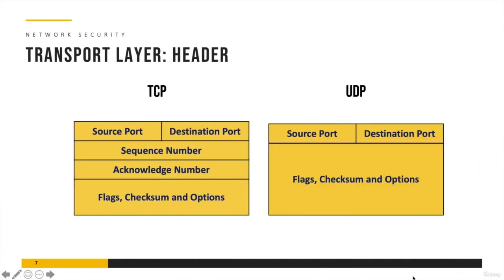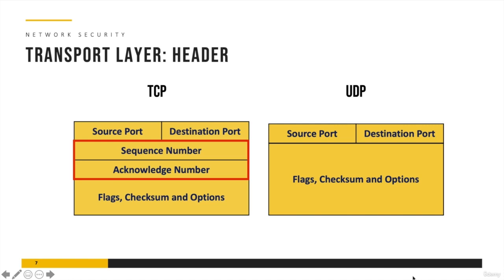Let's have a look at the headers of the TCP and UDP protocols. So this is the transport layer header. If you see the two headers, you can note the difference that in UDP we don't have the sequence number and the acknowledgement number, whereas we have these fields in the TCP header. And the reason is quite simple. TCP needs these fields to keep track of its packets. So when it sends a packet, say with sequence number 20, it expects an acknowledgement packet with the sequence number 20 for that particular packet.